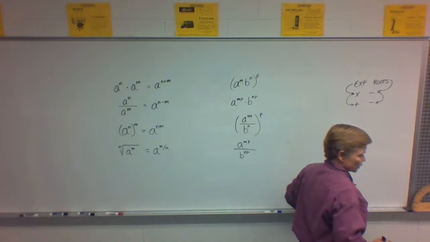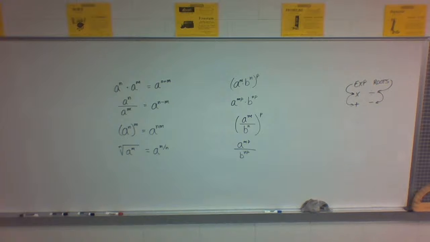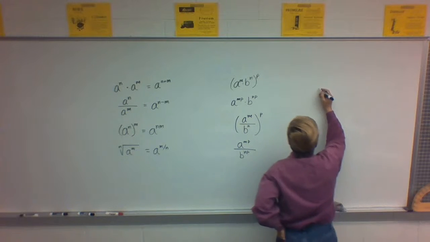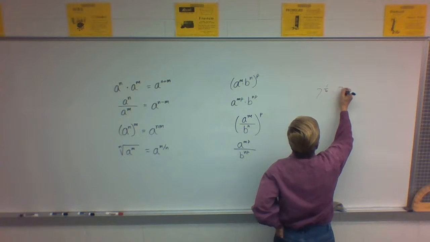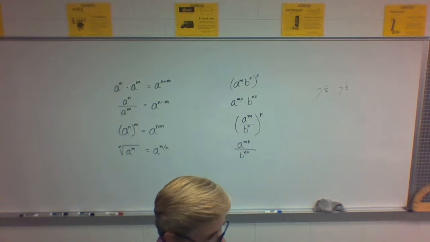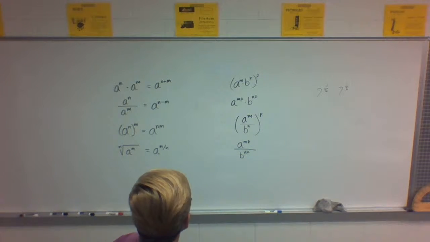Okay, so there's your properties. Let's apply them real quick. I won't spend too much time explaining. All right, the next one. In example 1, I've got 7 to the 1/4 times 7 to the 1/2. Which property am I looking at here? Which property have I got to apply? Which one?